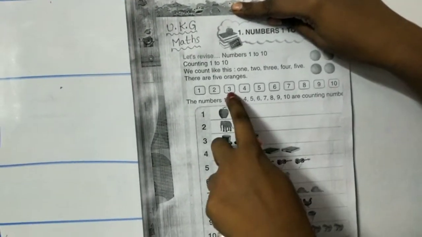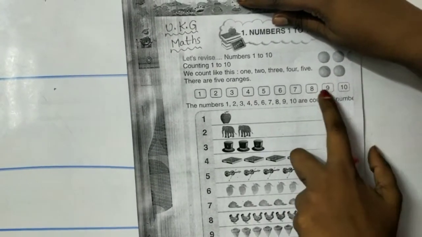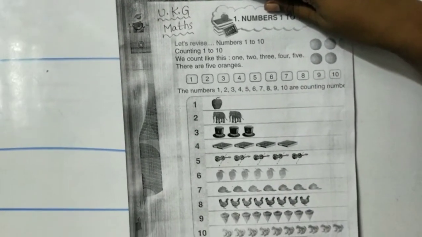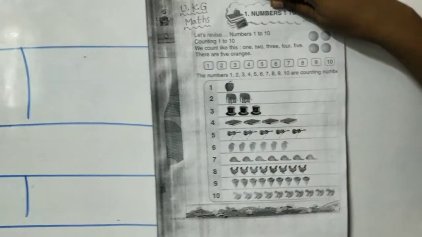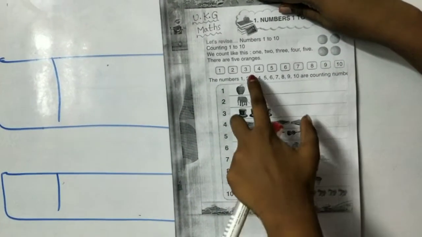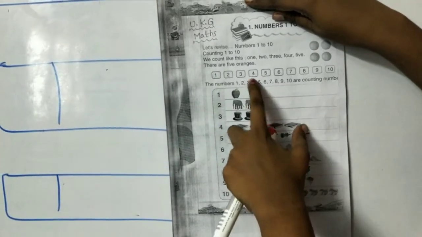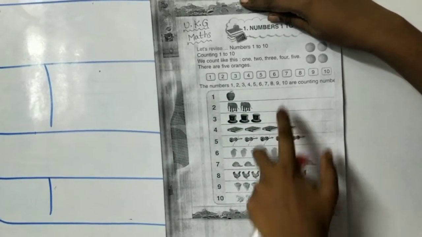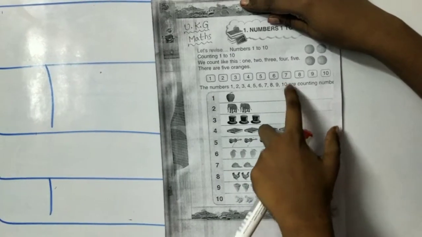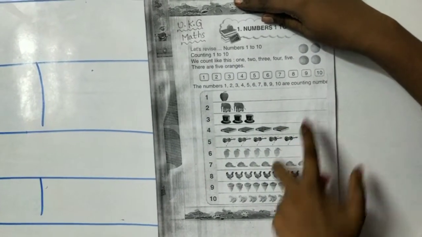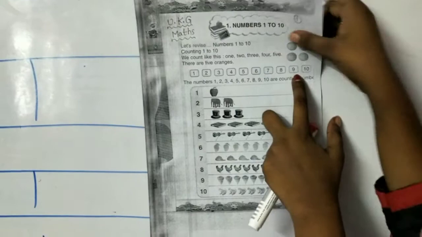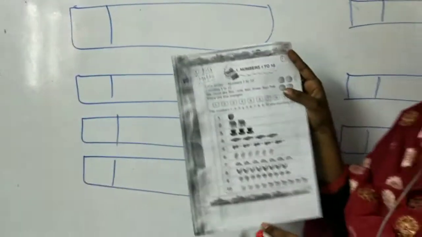1, 2, 3, 4, 5, 6, 7, 8, 9, 10. Please repeat again. 1, 2, 3, 4, 5, 6, 7, 8, 9, 10. Okay, children, now we are going to count these objects.